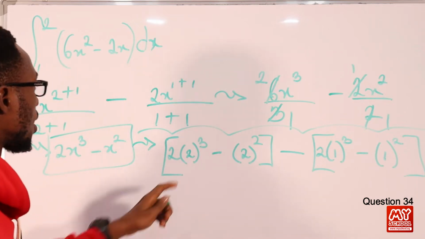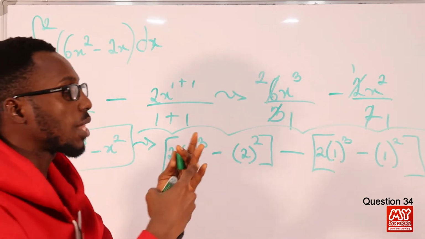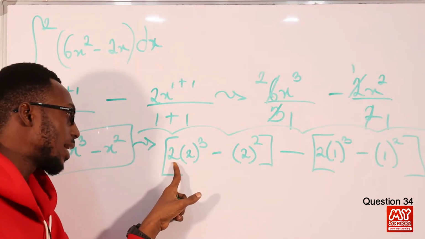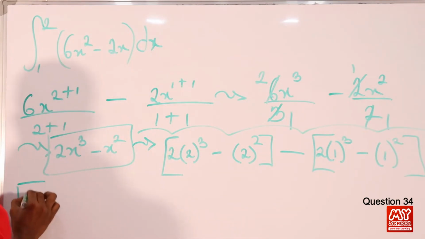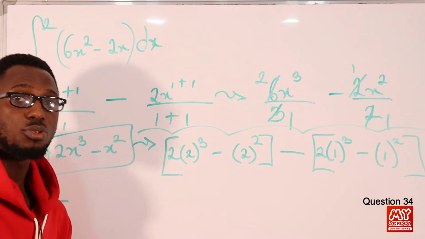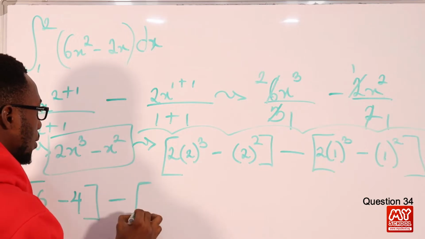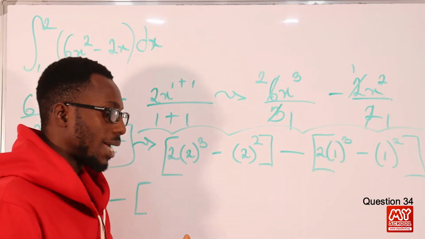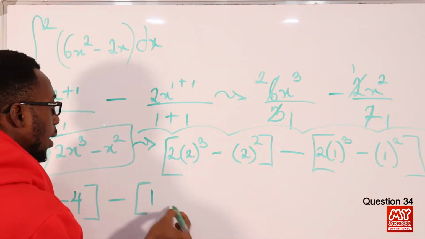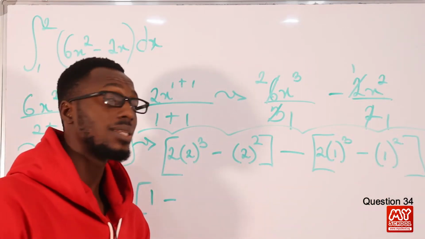Very easy. So 2 raised to power 3, that is 2 times 2 times 2. 2 times 2, 4 times 2, that is 8. This is 8 times the 2 outside, that is 16. So right here I have 16 minus 2 raised to power 2, that is 2 times 2, that is 4. Then I have minus 1 raised to power 3, that is 1 times 1 times 1, that is still 1.